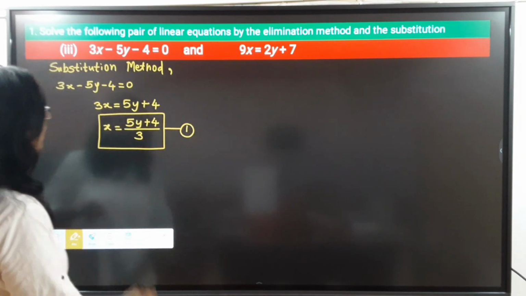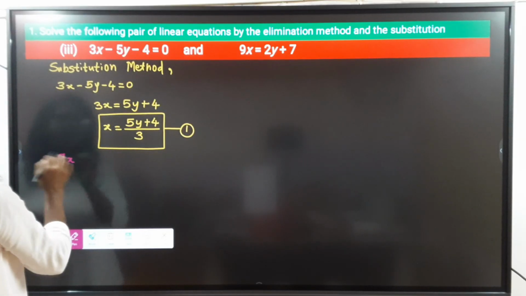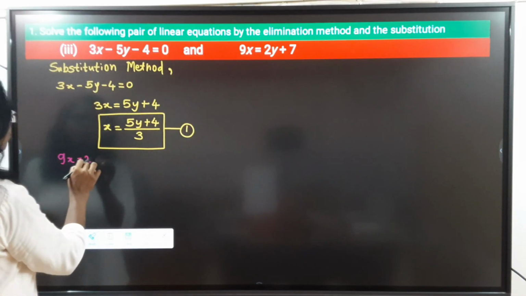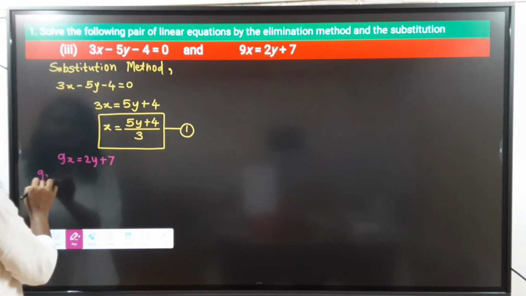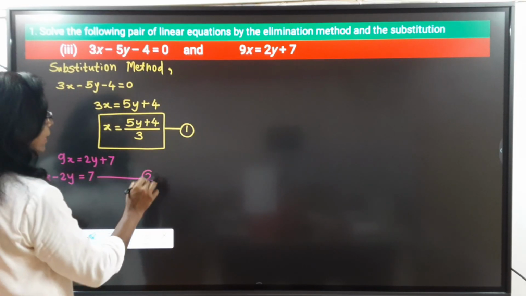Then here students, the next one, that is 9x. The second equation is 9x is equal to 2y plus 7. That means the standard form is 9x minus 2y is equal to 7. And I call it the second equation.